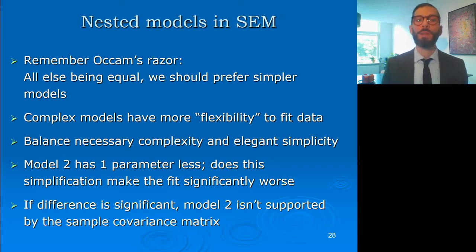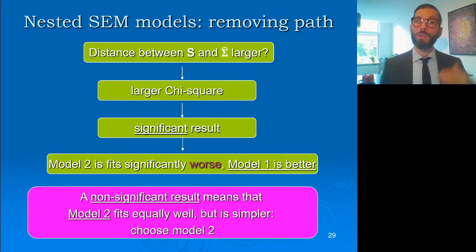Now in this specific example, model 2 has one parameter less than model 1. The question we seek to answer is whether this simplification makes the fit significantly worse or not. If the fit is significantly worse, that means that model 2 is not supported by the data. So here is a flowchart for our decision process.